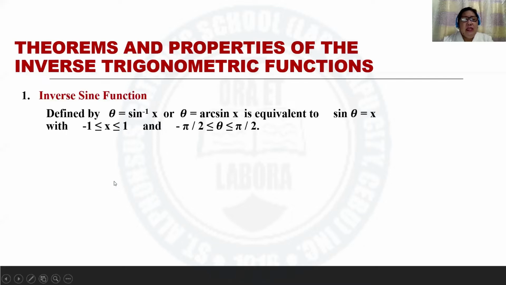First, the inverse sine function. This is defined by theta is equal to sine to the negative 1 of x, or theta is equal to arc sine x, and is equivalent to sine theta equals x, with x values between or equal to -1 and 1, and the theta values between or equal to -pi over 2 and pi over 2.